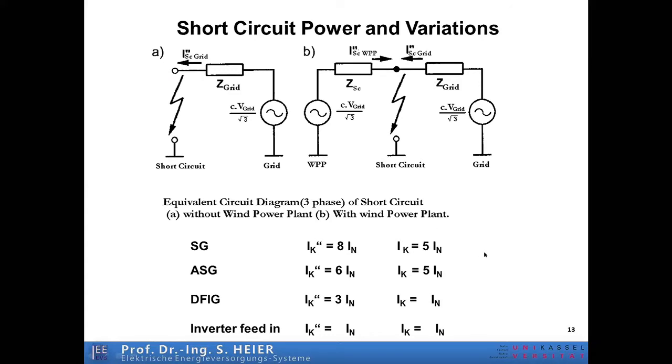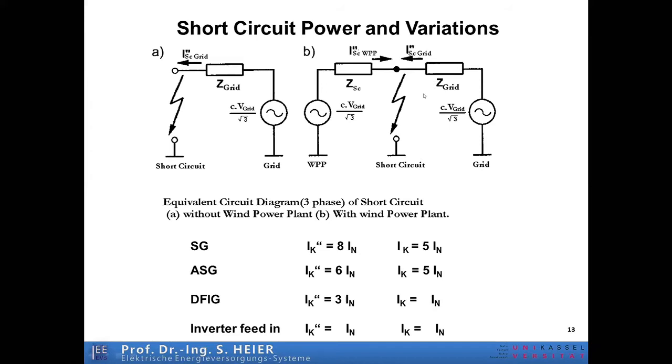Here in this picture you can see the short circuit increasing factor can be about 8 times higher with a synchronous generator, and these two dotted currents mean the subtransient value, and here the normal value. With asynchronous generators it is about 6 times more. But these systems are no longer used in modern wind turbines. We have only double feed induction generators or inverter fed systems with asynchronous or synchronous generators. It means here we have a short circuit power of only about the nominal range of the power.